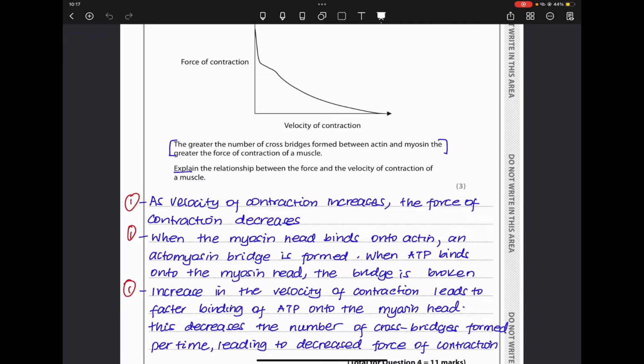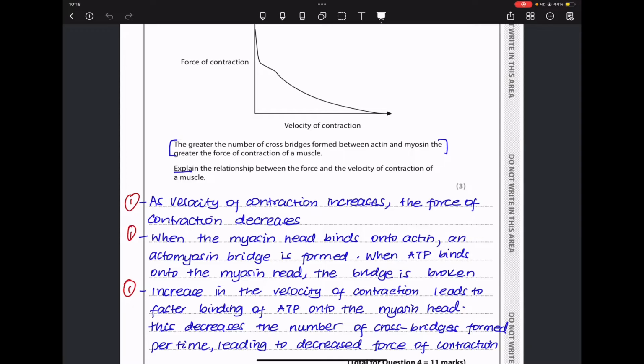So always the first mark is given for you describing what they want you to explain. So I said, as velocity of contraction increases, the force of contraction decreases. That is 1 mark. And then I can begin my explanation. Remember, with every contraction, there is going to be an actin-myosin bridge that is going to be formed. So if the velocity increases, there is going to be more actin-myosin bridges formed per second. That means the duration of the actin-myosin bridges is going to decrease.